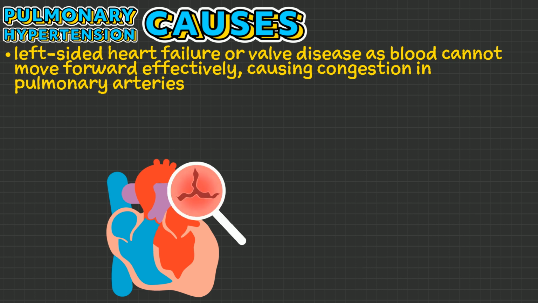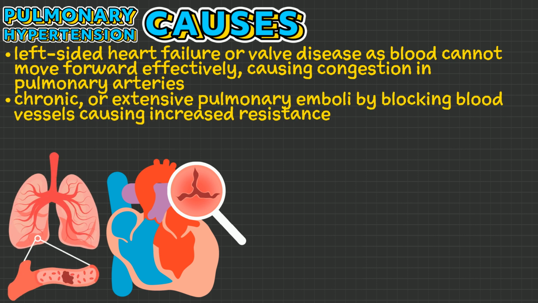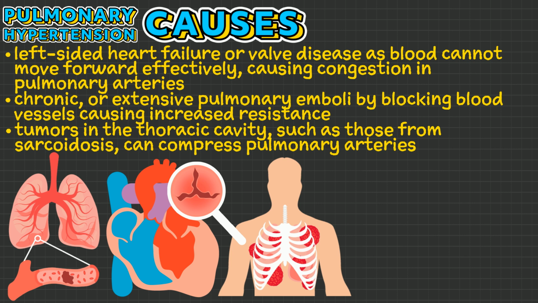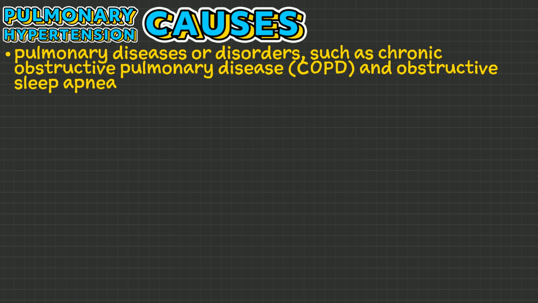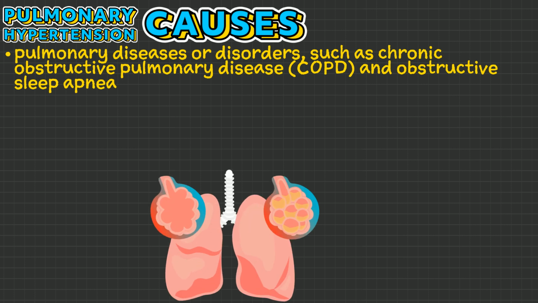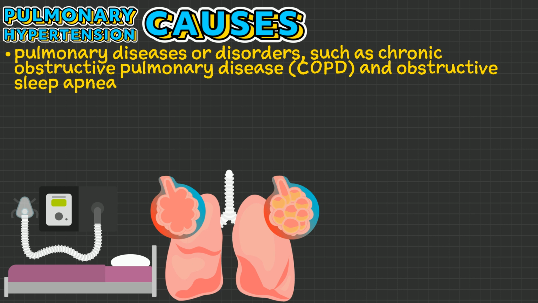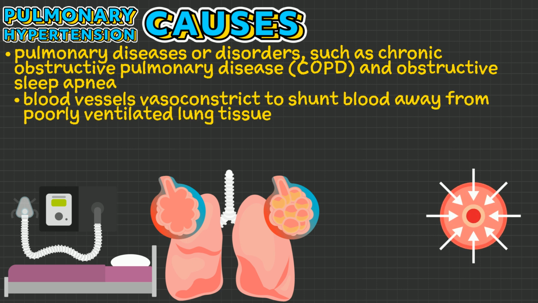Left-sided heart failure or valve disease can also lead to pulmonary hypertension, as blood cannot move forward effectively, causing congestion in the pulmonary arteries. Chronic or extensive pulmonary emboli can also cause pulmonary hypertension by blocking blood vessels, causing increased resistance. Tumors in the thoracic cavity, such as those resulting from sarcoidosis, can also cause pulmonary hypertension by compressing pulmonary arteries. And finally, pulmonary diseases or disorders, such as chronic obstructive pulmonary disease and obstructive sleep apnea, can also cause pulmonary hypertension, as blood vessels vasoconstrict to shunt blood away from poorly ventilated lung tissue.